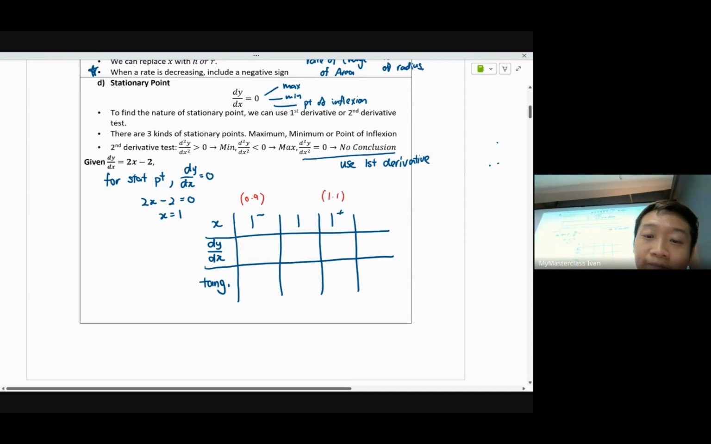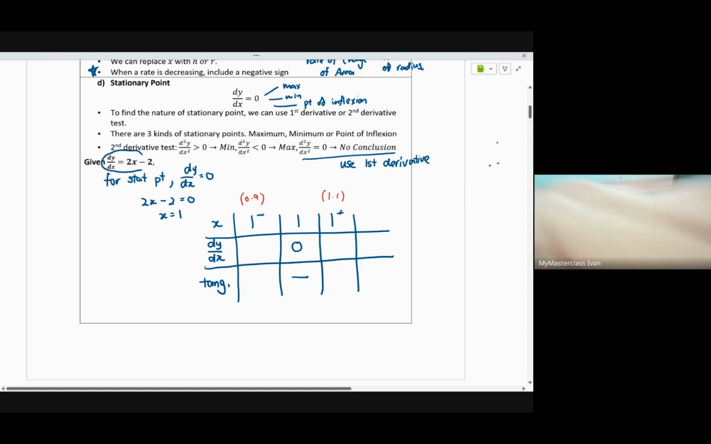Now you substitute. In the middle, when x is equal to 1, what is the dy/dx value? It is 0. The center part is always 0 for dy/dx and flat, because when dy/dx equals 0 it means the gradient is horizontal. Understand? Okay, for 1 minus, now you substitute 0.9 into your dy/dx.